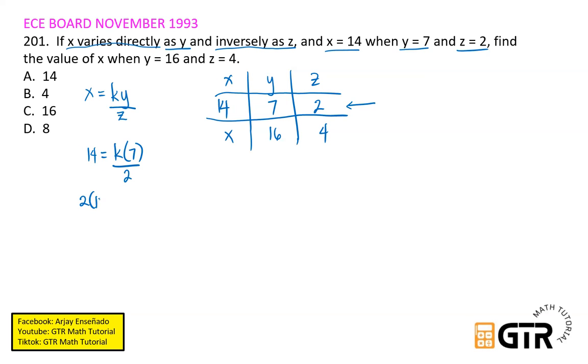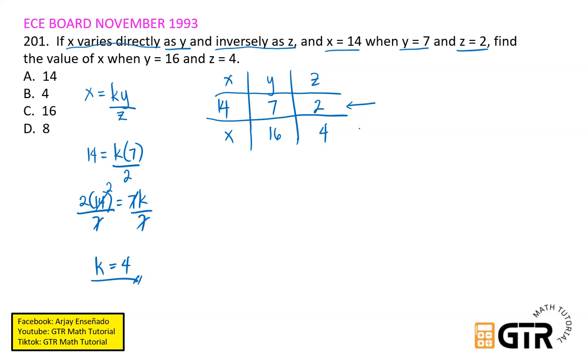So we have 2 times 14 is equal to k times 7, that is equal to 7k. And then we can divide both sides by 7 to get the value of k. So therefore, k is equal to 14 divided by 7, that is equal to 2. And then 2 times 2 is equal to 4. So the value of k is equal to 4.